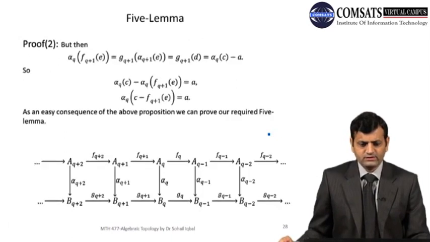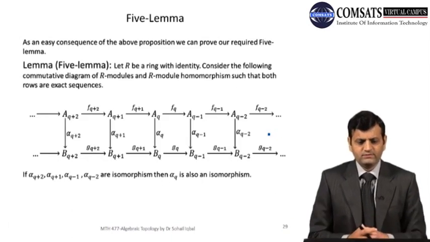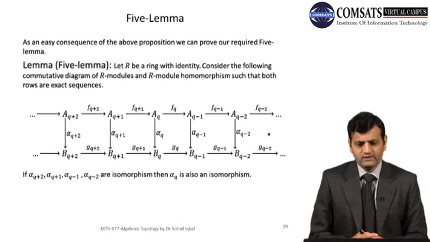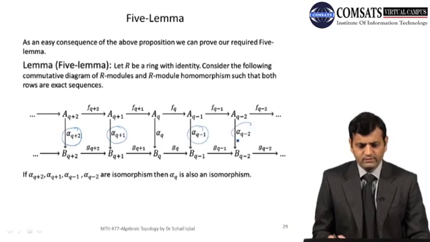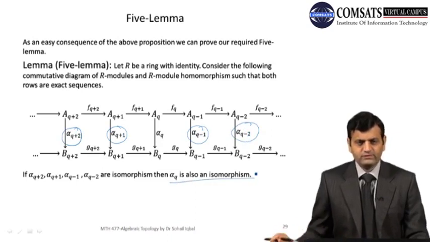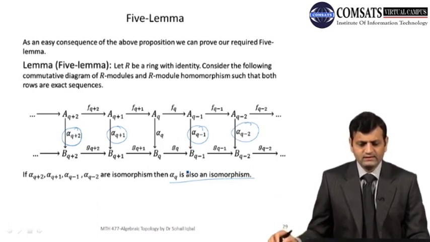As an easy consequence of this proposition, we have the five lemma, which says that if we have a ring with identity and we have the following commutative diagram of R-modules, or R-module homomorphisms, if alpha_{q+2}, alpha_{q+1}, alpha_{q-1}, alpha_{q-2} are isomorphisms, then alpha_q is an isomorphism. I'm leaving the proof of this as an exercise, as a simple exercise in fact.